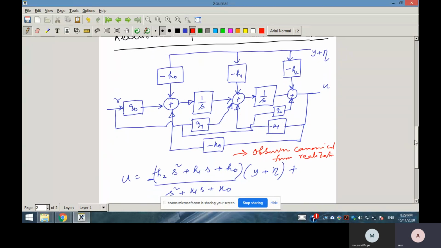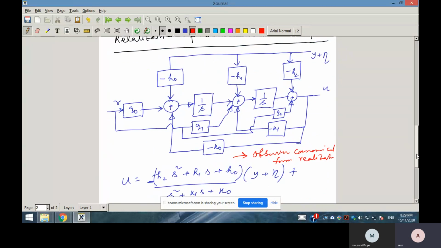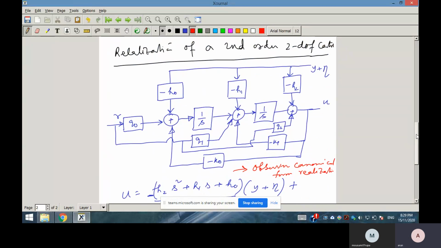You may think about realizing this one and this one separately, but in that case four integrators are required. But for minimal, since the order of this system is two, you have to have a realization where only two integrators are needed. So this is such a realization.